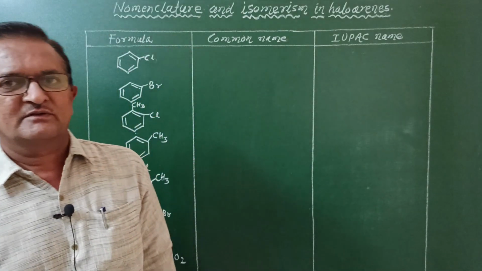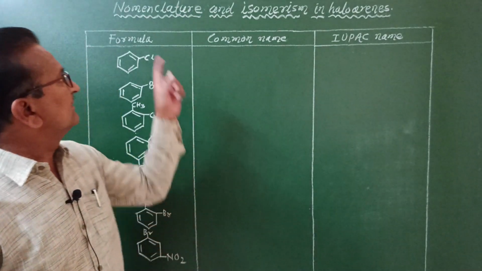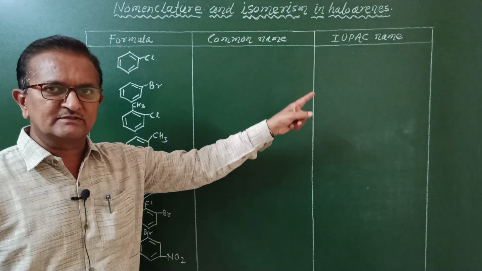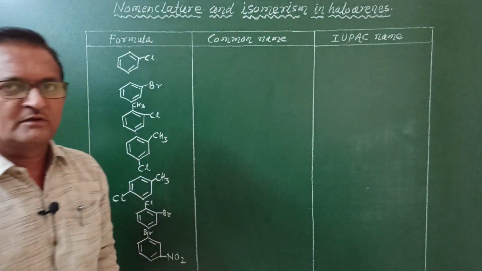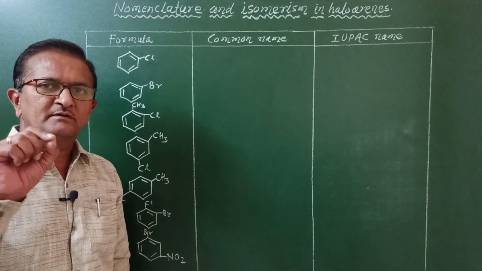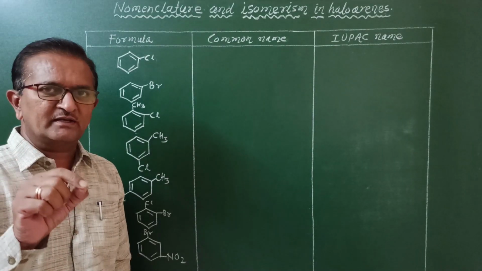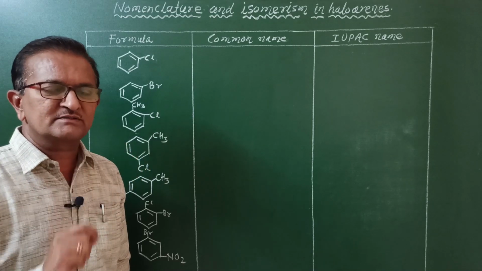In this lecture, we will discuss nomenclature and isomerism in haloarenes. Now, let us see how to derive common names and IUPAC names of haloarenes.